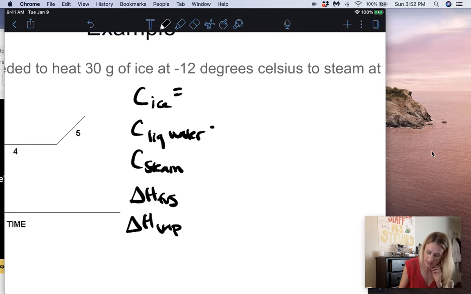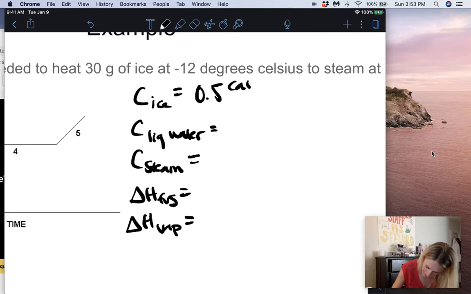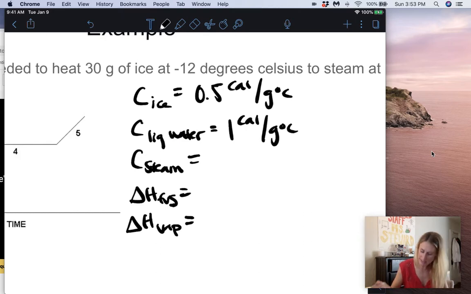Okay, so these again are all constants that we have to look up. Now, another thing, notice how the specific heat of the substance changes when it changes its state. So solid water, liquid water, and gas water, they all have different specific heat. So the specific heat for ice is 0.5 calories per gram degrees Celsius.